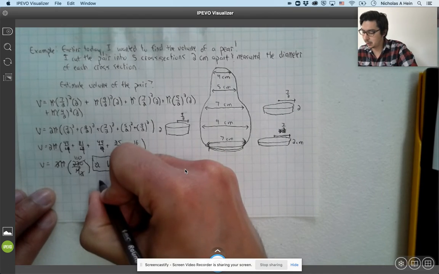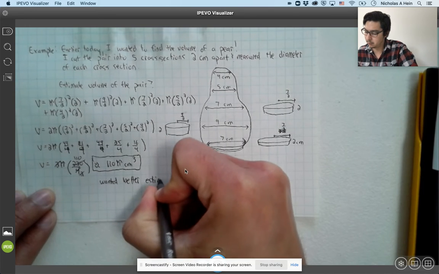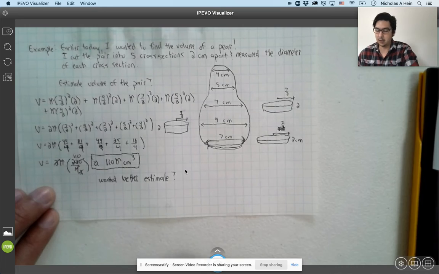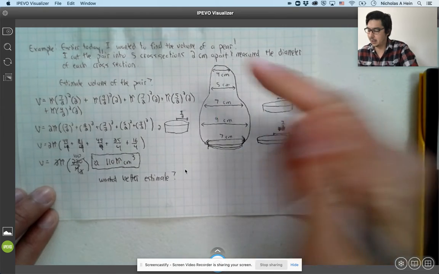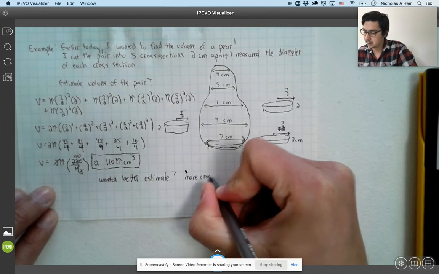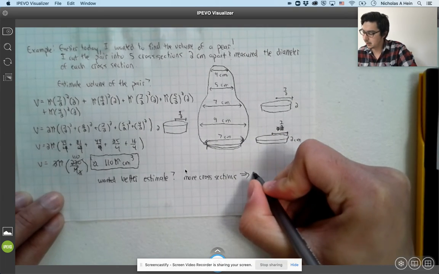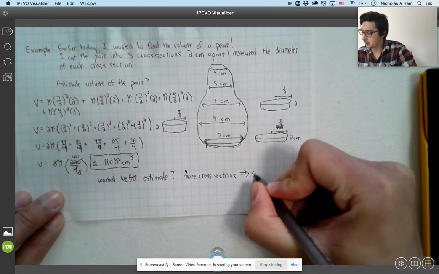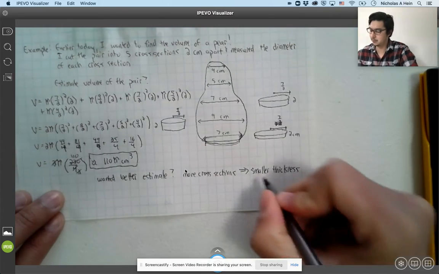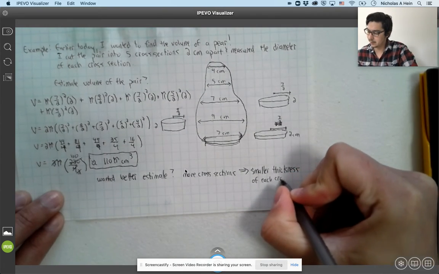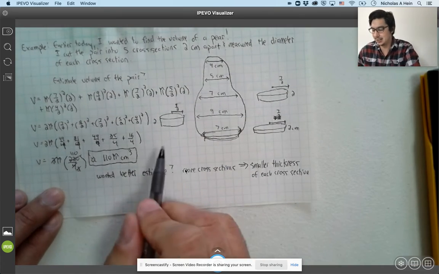Now, what if I wanted a better estimate? What would I do? Well, if you want a better estimate, it'd be better if I cut more cross sections, which would imply, what's the right word there? A smaller thickness of each cross section. Because if I can cut each cross section into a smaller and smaller one, then it's more likely that that's an exact cylinder at that moment.